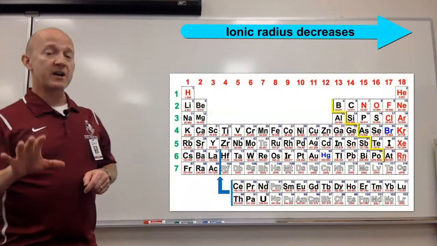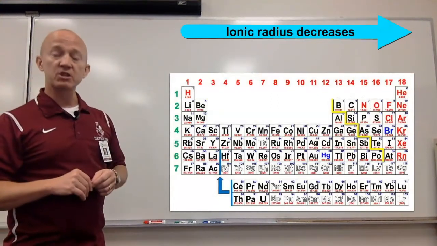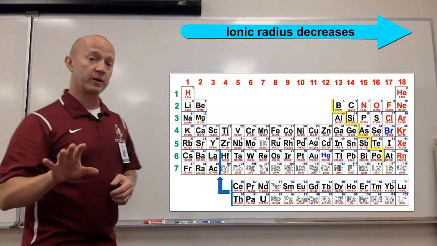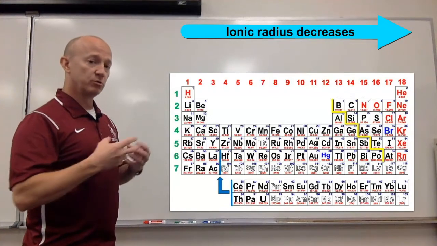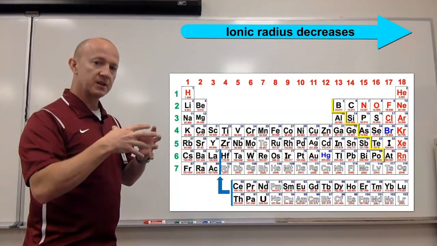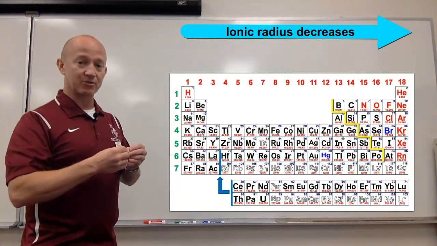For our trend in ionic radius then, as we go from left to right, generally speaking, ions decrease in size. There's one thing though I need to point out. Yes, as you go from left to right, those metals are going to lose more and more electrons, aren't they? And it's going to cause that decrease in radius. But when you get to those nonmetals, you'll begin to gain electrons.